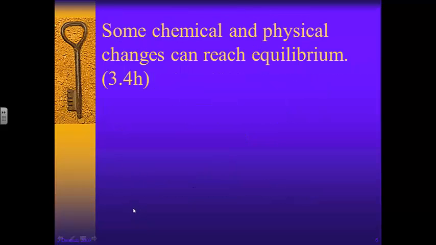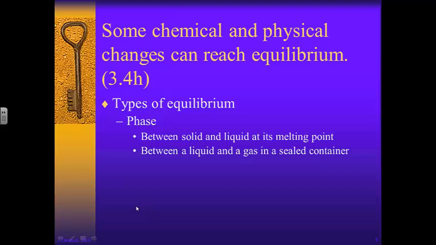Some chemical and physical changes can reach equilibrium. We have 3 types of equilibrium: phase equilibrium, solution equilibrium, and chemical equilibrium. We reviewed phase and solution equilibrium, and as you know, much of this unit focuses on chemical equilibrium. In phase equilibrium, we're talking about an equilibrium between phase changes: a solid to a liquid at its melting point, or a liquid to a solid at its freezing point, or between a gas and a liquid, or a liquid and a gas.